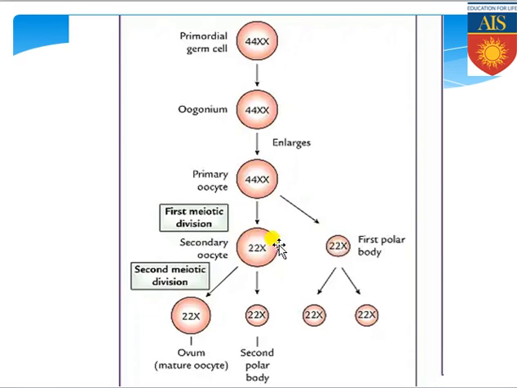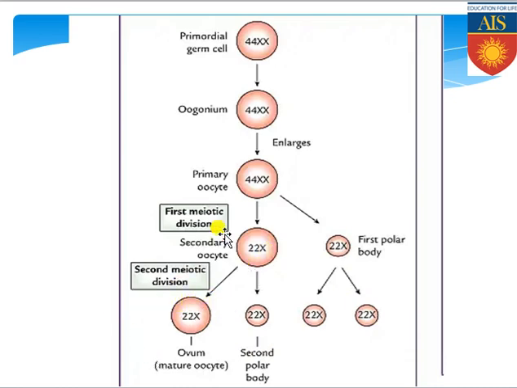Obviously, they are now haploid cells, containing half the number of chromosomes. This secondary oocyte will further divide into the ovum and the second polar body, as well as the first polar body also dividing further to form secondary polar bodies. Out of these three, all the polar bodies will degenerate. Only one remains, the ovum, and that will remain active.